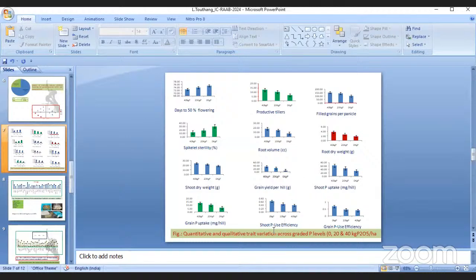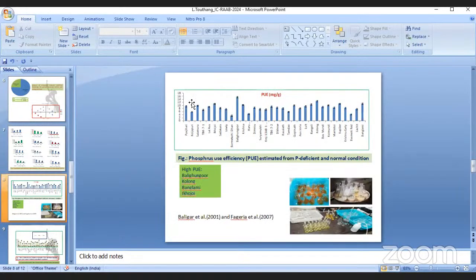We also saw that phosphorus use efficiency for straw and grain decreased as the phosphorus dose in the environment increased. From this field validation, the genotype and phosphorus interaction was significant for most of the traits except days to flowering. Although there was a delay in flowering, there was no significant variation.